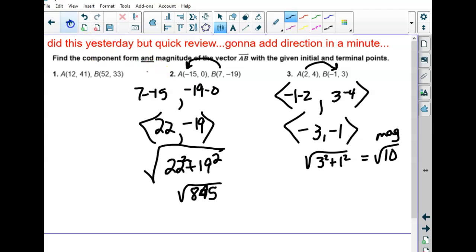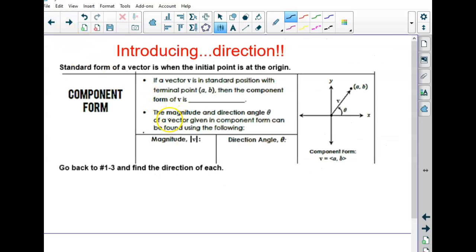All right, then we talked briefly at the end of class yesterday about how you find direction. It says standard form of a vector is when the initial point is at the origin. And that's why Delta Math always had you drag it to the origin if you did those. If a vector is in standard position with a terminal point of (a, b), then the component form is just (a, b). Okay? If this is an ordered pair, 2 to the right up 5, then that's the components, 2 to the right and up 5, because the one end is at 0, 0.